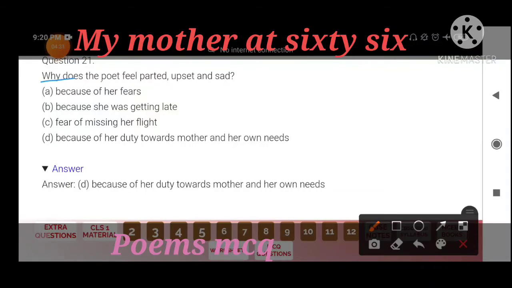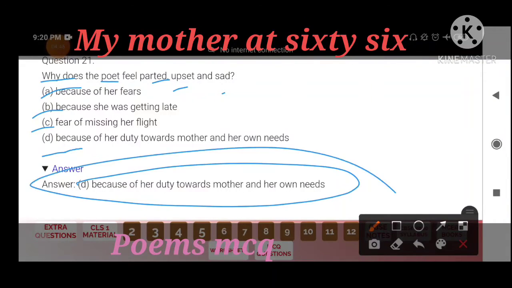Why does the poet feel parted, upset and sad? Option A, because of her fears, because she was getting late, fear of missing her flight, or because of her duty towards mother and her own needs. Right, this one is the answer.